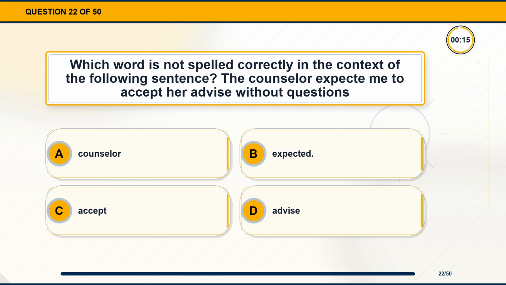Question 22. Which word is not spelled correctly in the context of the following sentence? The counselor expect me to accept her advice without questions. Option A, counselor. Option B, expected. Option C, accept. Option D, advise.